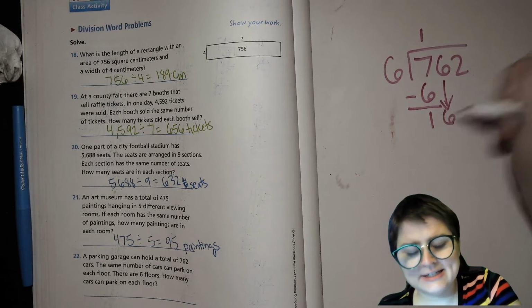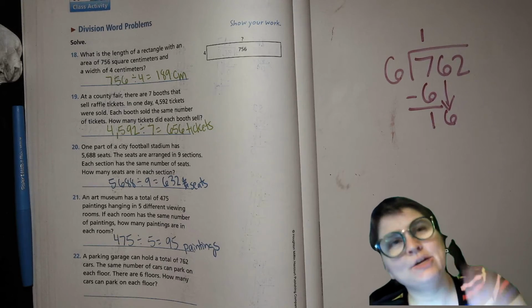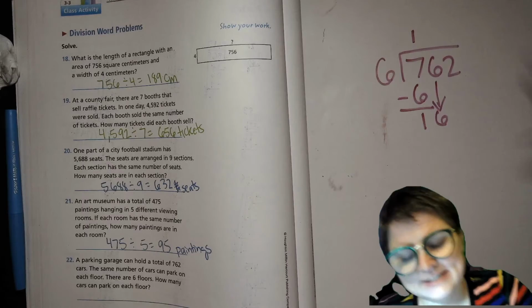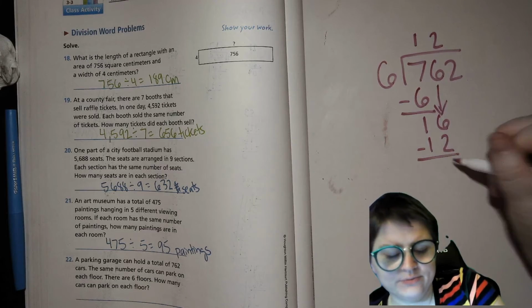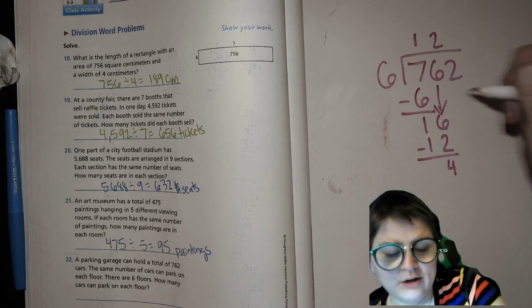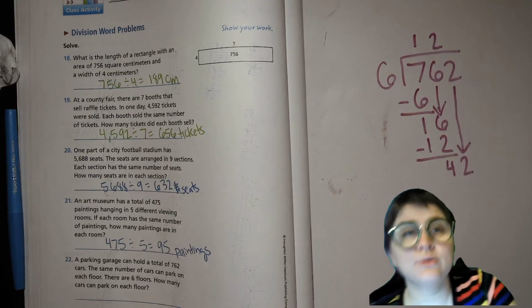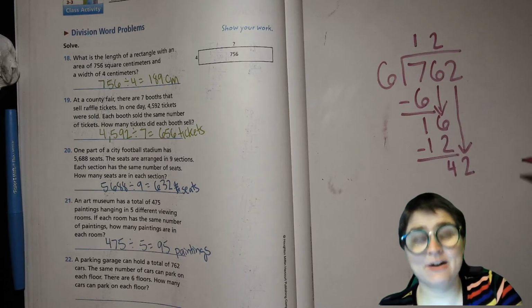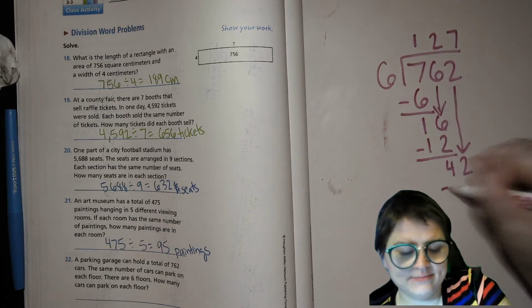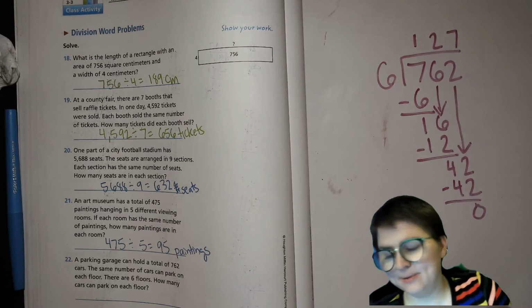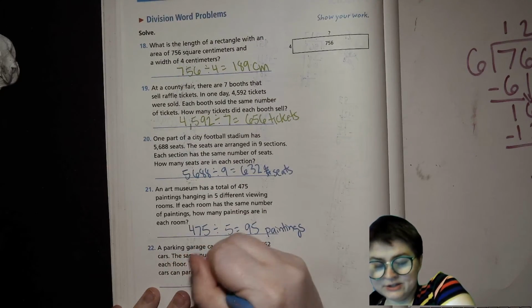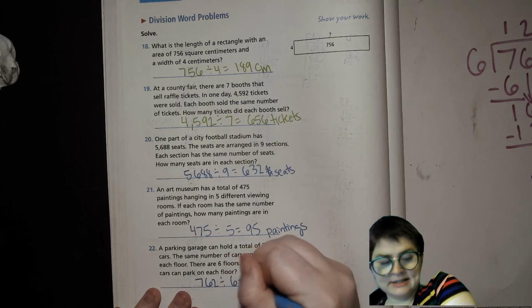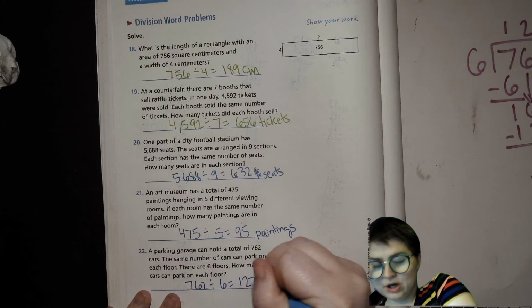So then we bring our 6 tens down. Now we have 16 tens. What can you multiply that gets close to but not over 16? You do 2, and that gets us to 12. 4. Bring our 2 ones down. Now that's a math fact there. What do you multiply by 6 to get 42? 7. 42. 0. So then our answer is 127. So we'll write out the equation. 762 divided by 6 equals 127 cars.